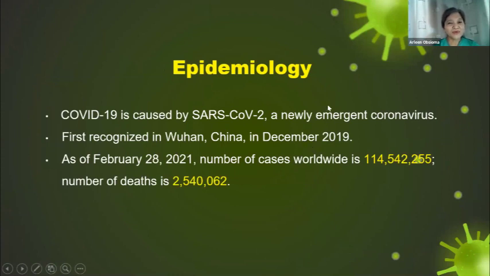So as we all know, COVID-19 or the coronavirus infectious disease is caused by SARS-CoV-2, which is a newly emergent coronavirus, which was first recognized in Wuhan, China in December of 2019. And as of February 28, 2021, there have been about 115,000 cases, and the number of deaths is at 2,540.